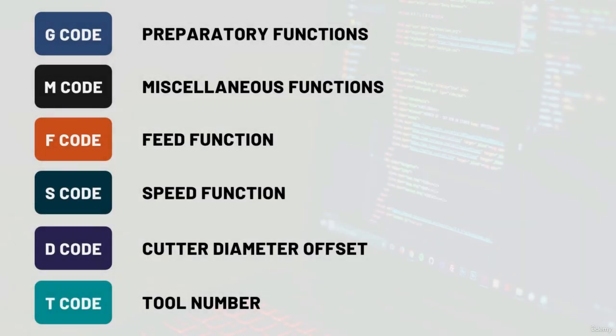The most common codes used for programming CNC machine tools are G codes and M codes. G codes are for preparatory functions and M codes are for miscellaneous functions. Other codes such as F, S, D, and T are used for machine functions such as feed, speed, cutter diameter offset, and tool number.